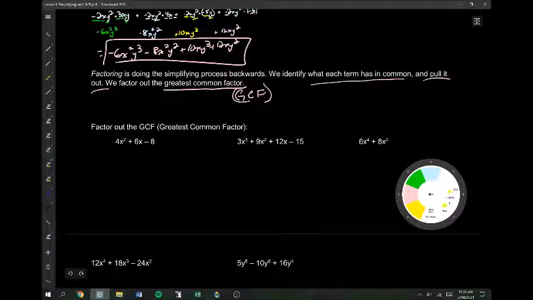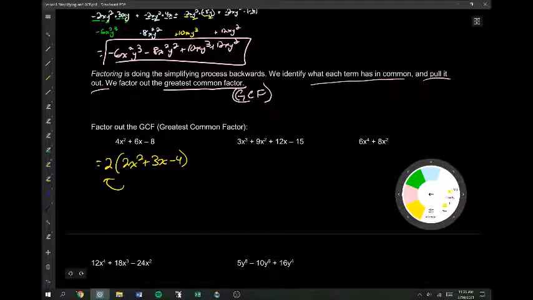For example here, 4, 4x squared, 6x, and negative 8. Each of those things has a 2 that I can pull out of it. Each of these things can be divided by 2. I can divide by 2 and still get whole numbers. But I don't actually do the division. I do what's called factoring. So I pull the 2 out in front. Each term can be divided by 2, but instead of dividing by 2, I pull out a 2 in front.